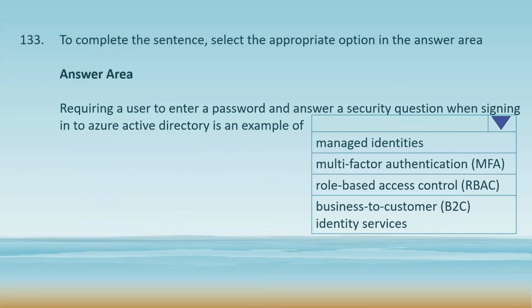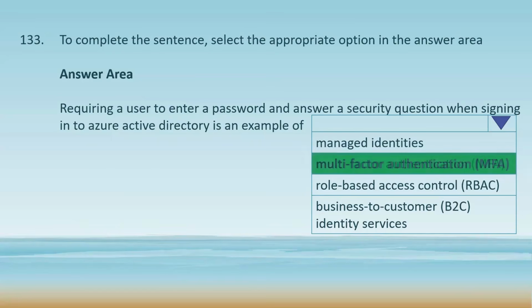Next question. Again, to complete a sentence, select the appropriate option in the answer area. Requiring a user to enter a password and answer a security question when signing into Azure Active Directory is an example of. Your options are managed identities, multi-factor authentication, role-based access control, business to customer identity services, which is B2C. So the correct answer is multi-factor authentication.